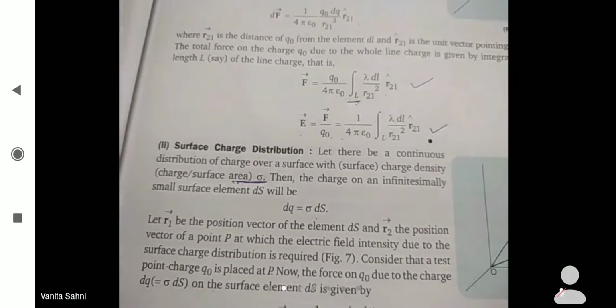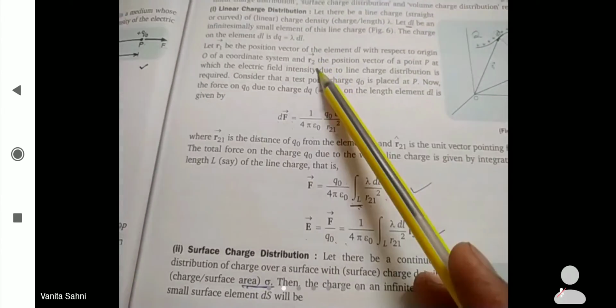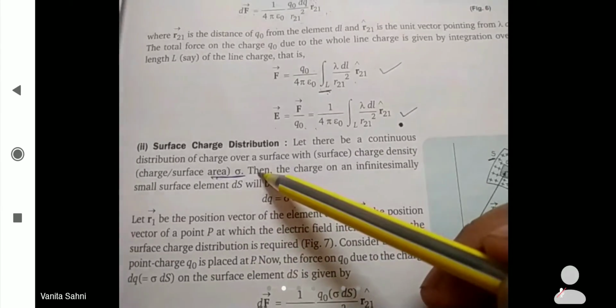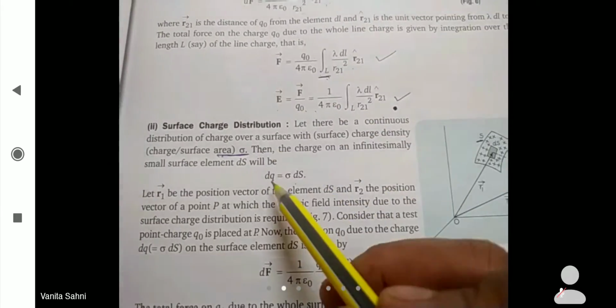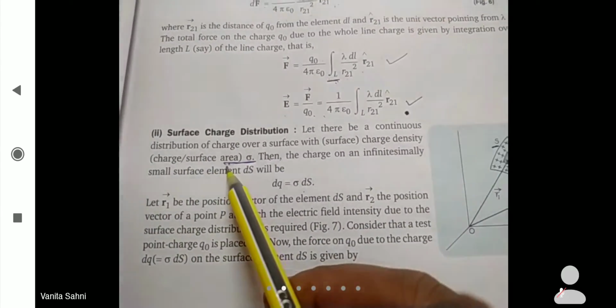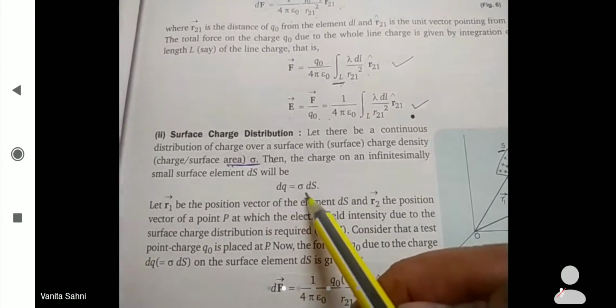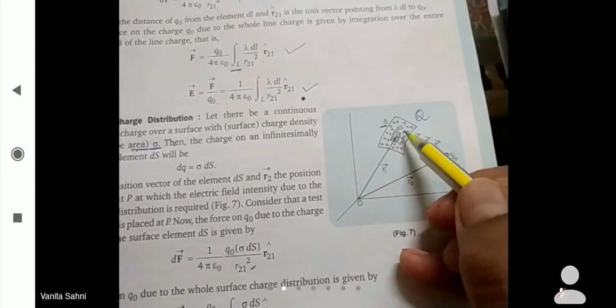You have to remember these symbols. Lambda was the symbol of linear charge density. Sigma is the symbol of surface charge density. And it will be charge upon total surface area. And dq here will be sigma ds, due to a very small surface area element.